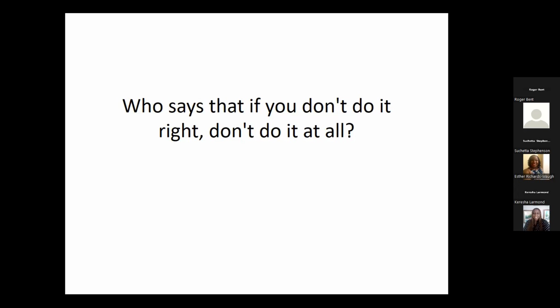And sometimes some persons who have actually risen to the top of the pile have had to deal with early bouts of failure, early bouts of being wrong, because some people grew up on the wrong side of the track, right? Only to find the right way. So who says if you don't do it right, don't do it at all?